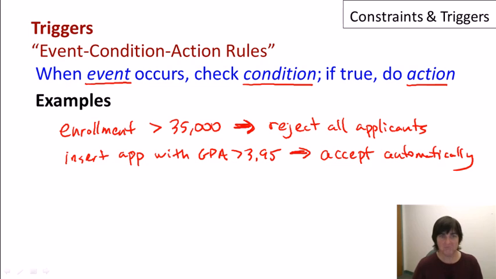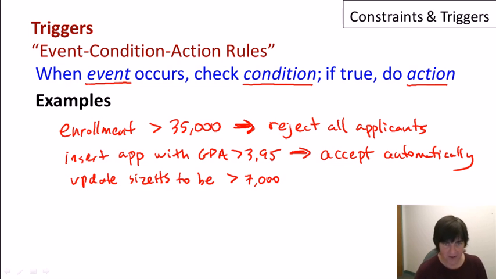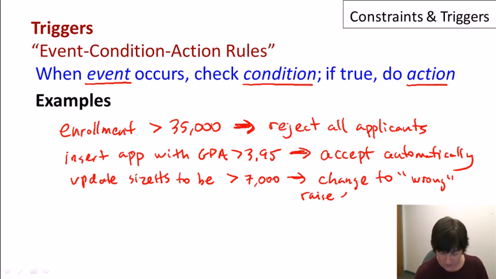As another example, let's say that we insert, or let's say we update the size of a high school to be greater than, say, 7,000. Seems pretty unlikely. Then that's probably an error, and we could change the values, say, to wrong. Or actually, one thing that a trigger can often do in its action is simply raise an error. And we can see this last one is effectively enforcing a constraint that the size of a high school should be less than or equal to 7,000.